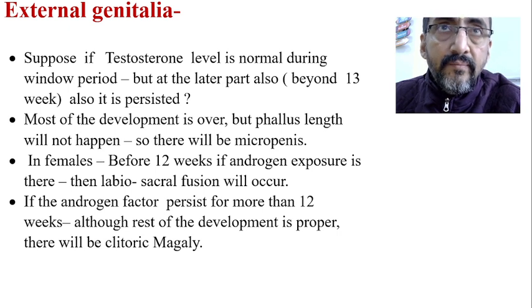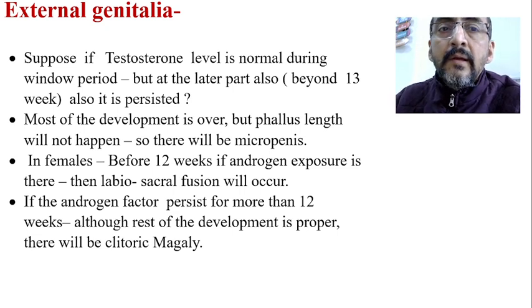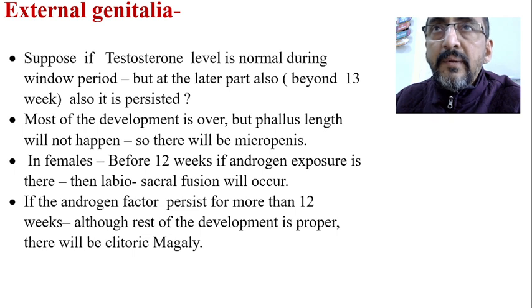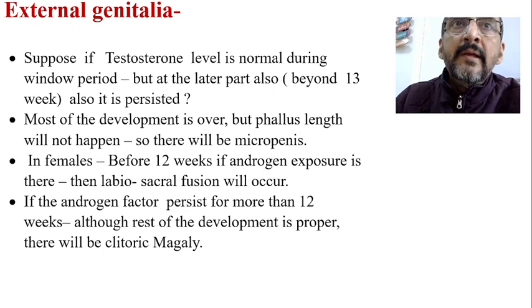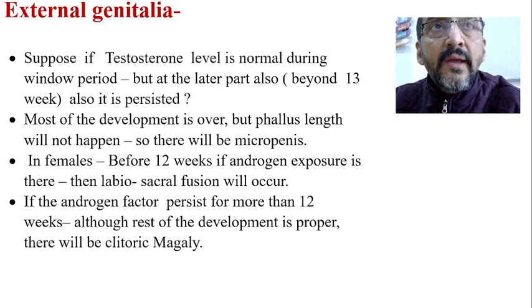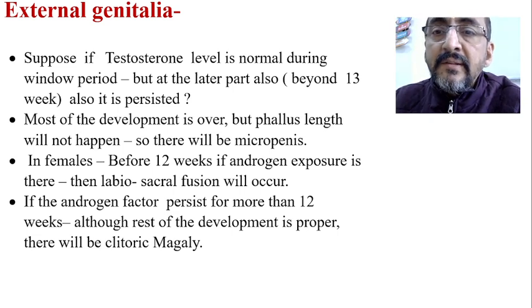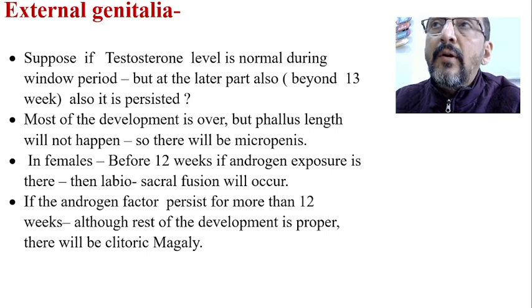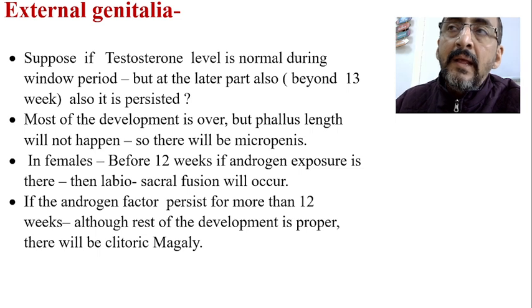part also, beyond 13 weeks, testosterone is present normally during the critical window period, but unfortunately after the completion of the critical window period also testosterone is persisting, the concentration of the testosterone is persisting in the blood. Okay, now what happens? Because during the critical window period if the testosterone is present, the normal development is over, most of the development is over, but phallus length will not happen. Okay, so this is how duration is important, timing is important, strength is important.